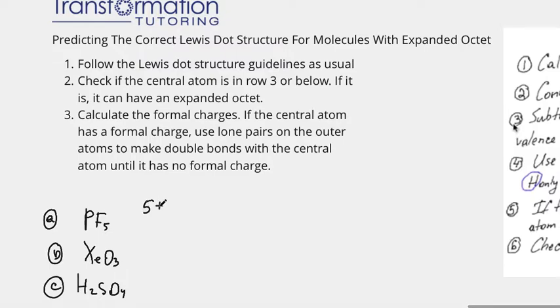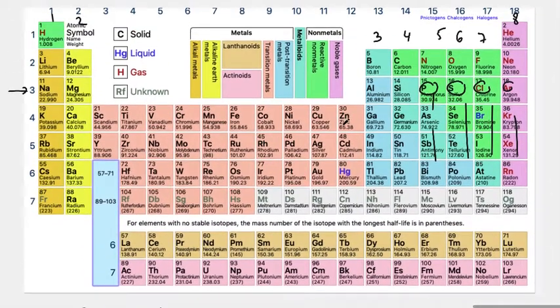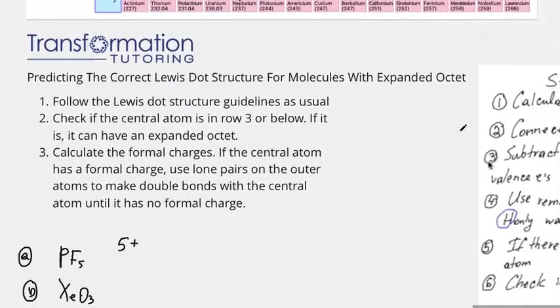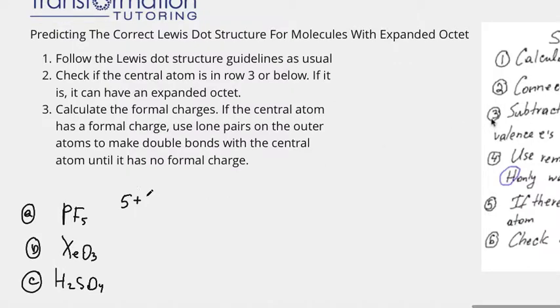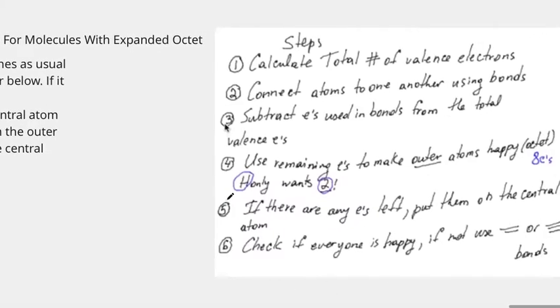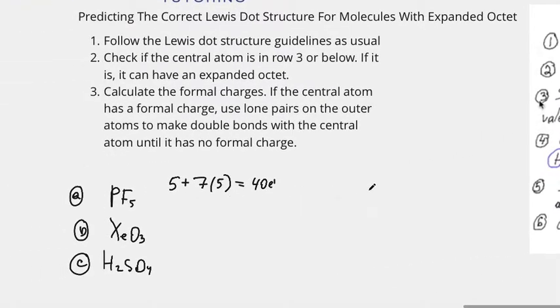Now let's take a look at fluorine and see how many valence electrons fluorine has. So fluorine is in group 7, so it has 7 valence electrons. And there are 5 fluorines, so times 5. 7 times 5 is 35 plus 5, we get 40 electrons that we can use. Next, we connect atoms to one another using bonds. So let's go ahead and do that.